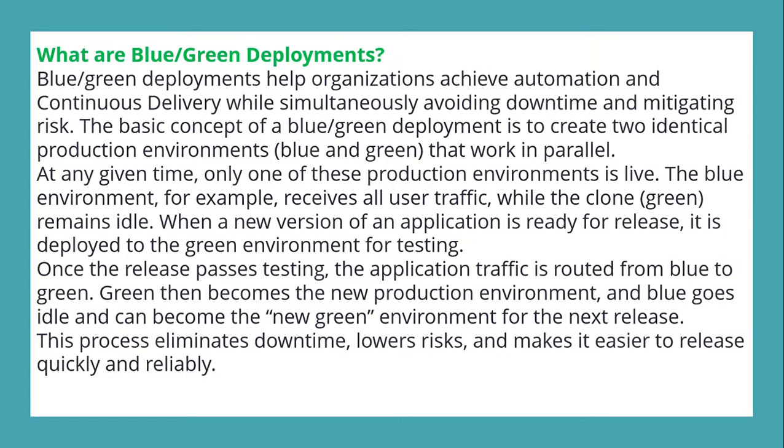The basic concept of a blue-green deployment is to create two identical production environments, blue and green, that work in parallel. At any given time, only one of these production environments is live. The blue environment, for example, receives all the user traffic while the clone green remains idle. When a new version of an application is ready for release, it is deployed to the green environment for testing. Once the release passes testing, the application traffic is routed from blue to green. Green then becomes the new production environment and the blue goes idle and can become the new green environment for the next release. This process eliminates downtime, lowers risk, and makes it easier to release quickly and reliably.